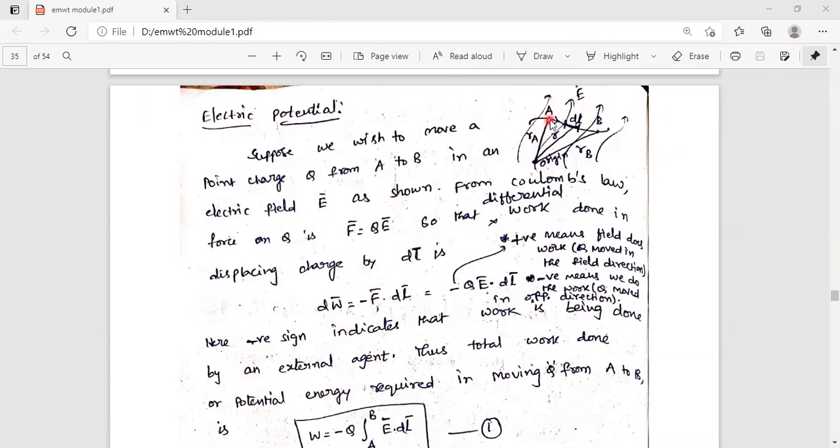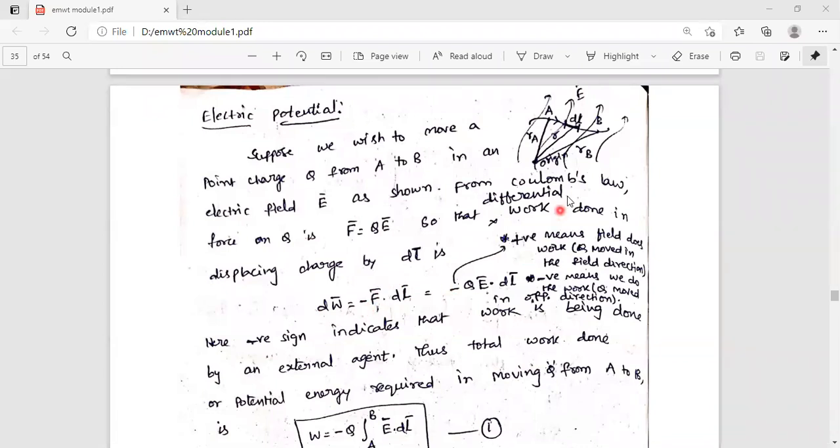Suppose you want to move a positive charge from position A to position B, and this is our origin and this represents the field. What is the work done in moving this charge from A to B? For that we write one expression: dW bar is equal to minus F bar dot dl bar. That is the work done.